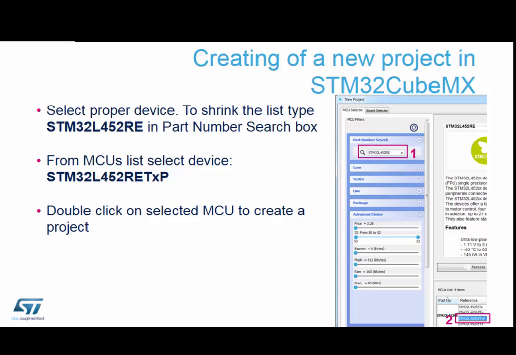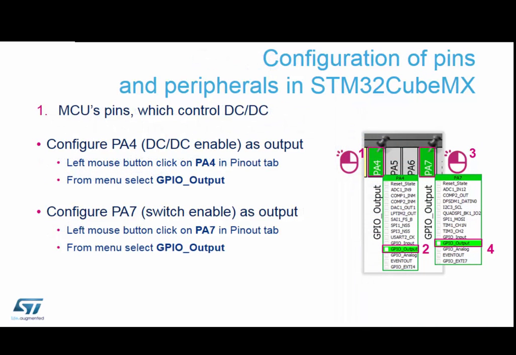Once it is done, the list of records in this window should shrink, and you should see only a few part numbers. So please select the one which has a P at the end. So this will be STM32L452RETxP. And double click on it, please. Then as a result, you should see the CubeMX window where the list of peripherals is on the left side, and on the right side, there is the MCU pinout, LQFP64.